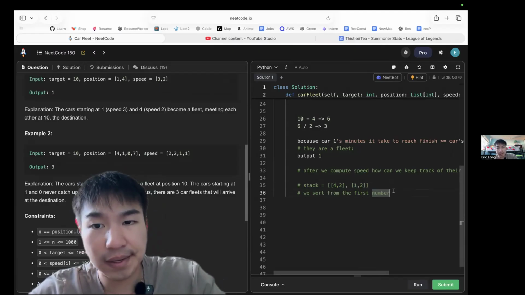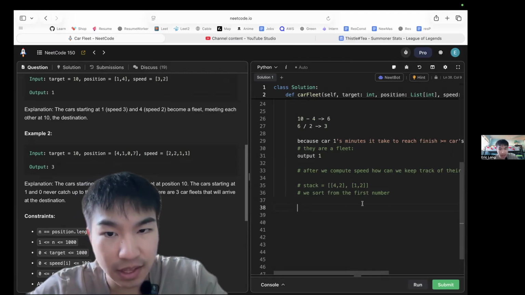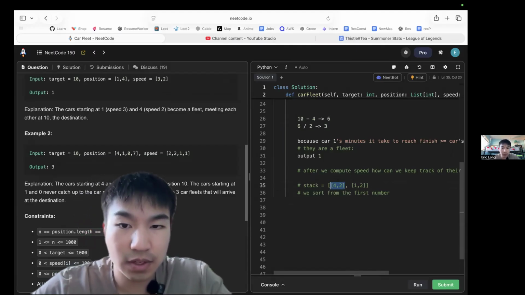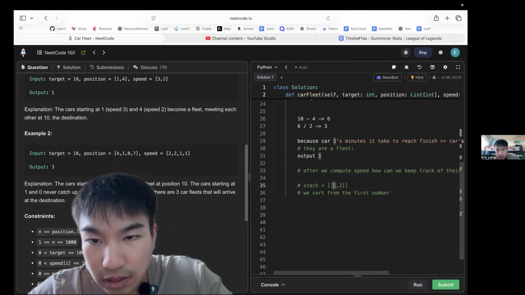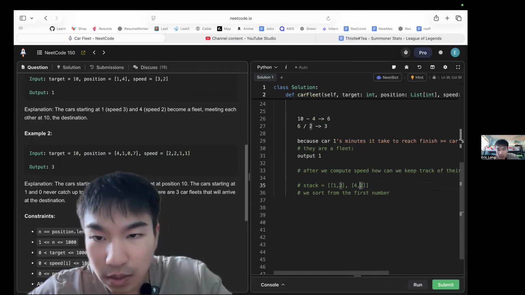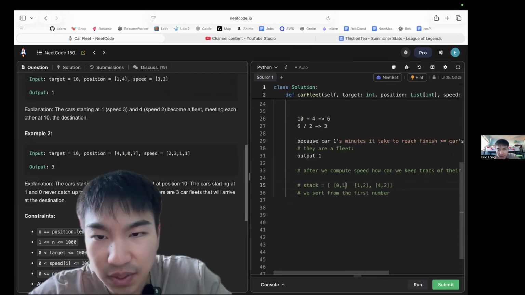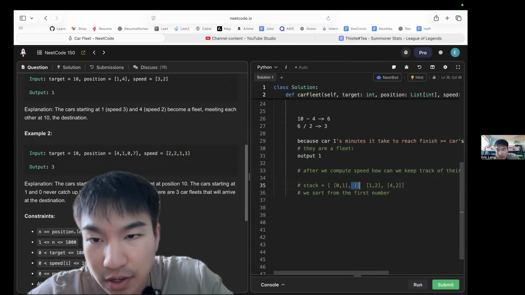After we do that, let's say we come up with all of them sorted. Okay, so let's go ahead and sort them all. So the stack would be, well, let's go ahead and move this over. Let's go ahead and add this one. It would be 0 at position, so 0 and it runs 1. And another one would be 1 and it runs 2 miles per hour.